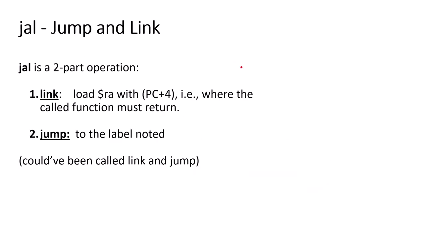So that's jump and link. It's a two-part operation. Link loads the RA register, well, not with the program counter value, but the program counter plus 4, like the subsequent 4 bytes where that called function must return. And then it not only does it link, it also jumps to the indicated label. Sometimes I've heard it suggested that it could have been called link and jump, because that's what happens first. It links and then it jumps.